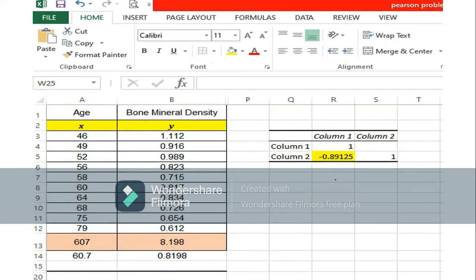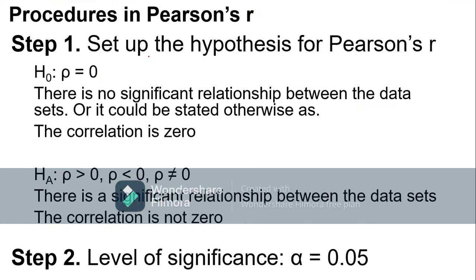But class, for manual computations, for example if we don't have software for that, these are the step-by-step procedures. First, you have to make a hypothesis, or set up the hypothesis for Pearson's R.